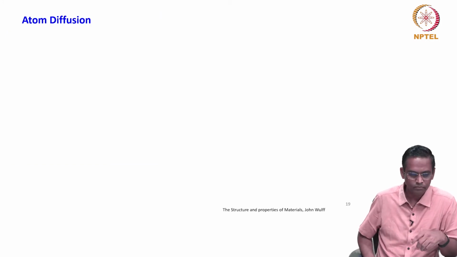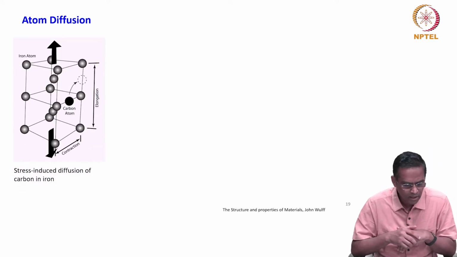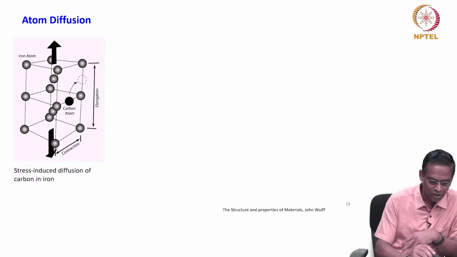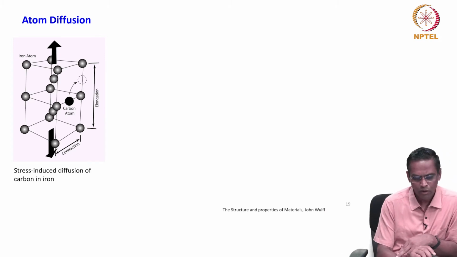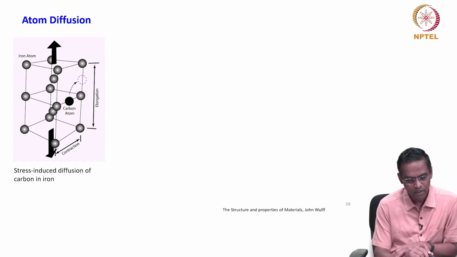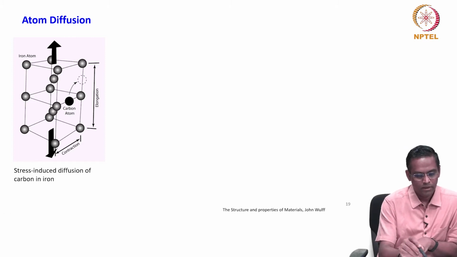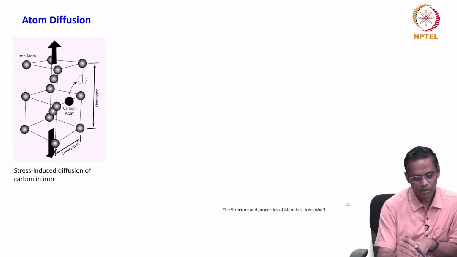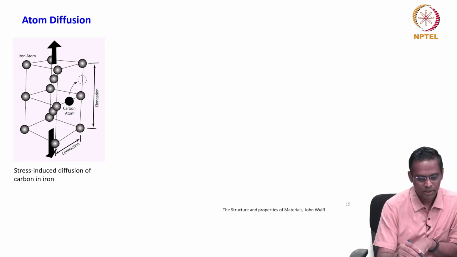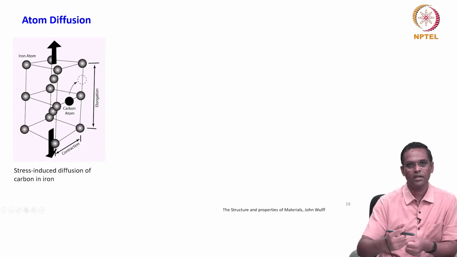Okay. So, one classical example we will take, the stress induced diffusion of carbon in iron, a very well known phenomenon. Here is a BCC lattice, in fact 2 unit cells stacked one upon the other, and you have this carbon atom sitting here in the edge center. And then this unit cell is getting stretched in a tension mode.